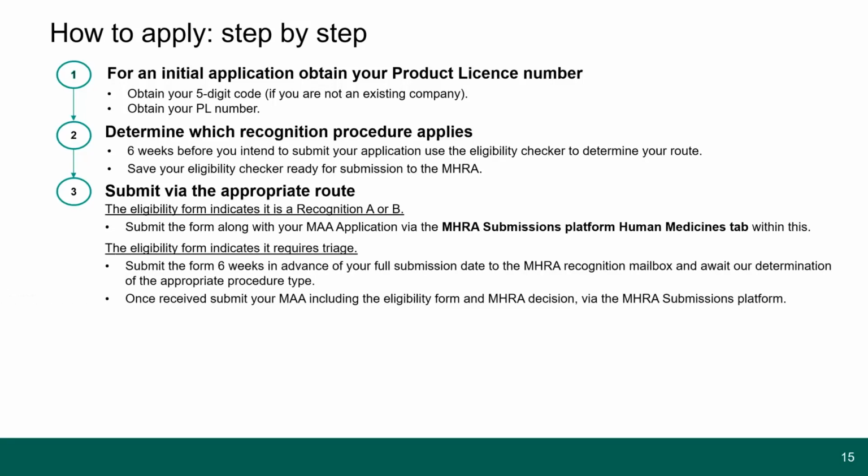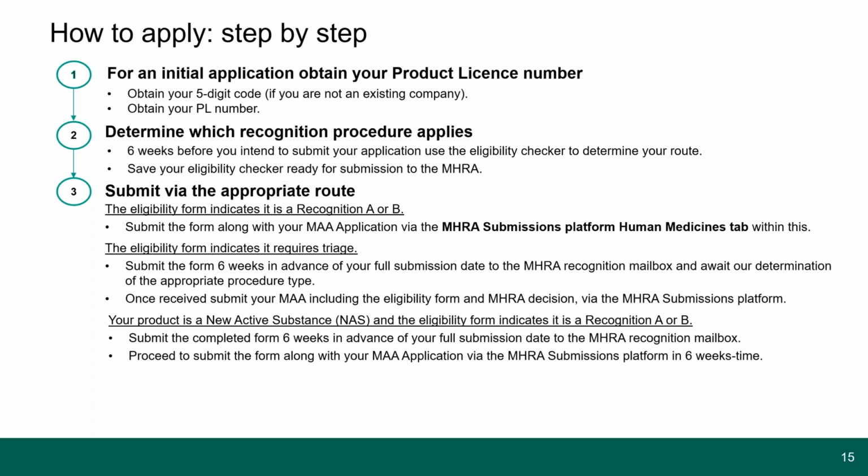Next, please. If it indicates that it's triage, and there are very few questions that will actually require this, then you submit the form 6 weeks in advance to the MHRA recognition mailbox. And we will then look at it, triage it, make a decision, and we anticipate to be able to do that within 10 days of the receipt of these. And once we have done that, we will inform you via email what the outcome is. What you should then include is both the eligibility form and the outcome in your MAA submission. Next step, please.